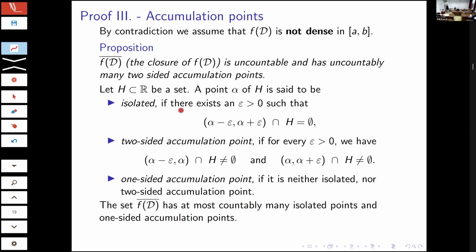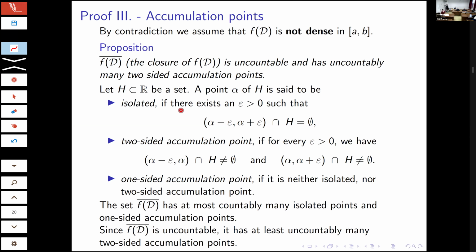And in fact, both the one-sided accumulation points and the isolated points form countable sets. So if you have an uncountable set and you eliminate these two objects, then you have uncountably many two-sided accumulation points. This is just a tiny observation, but you have at least uncountably many two-sided accumulation points.